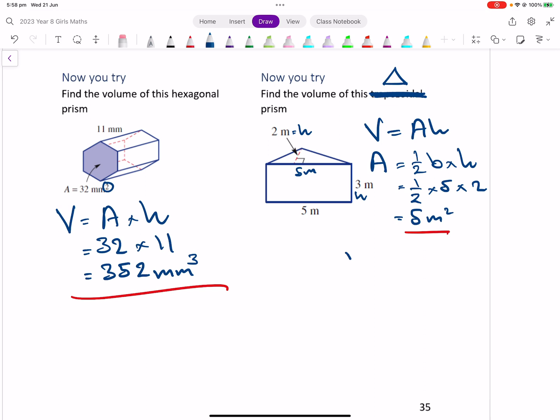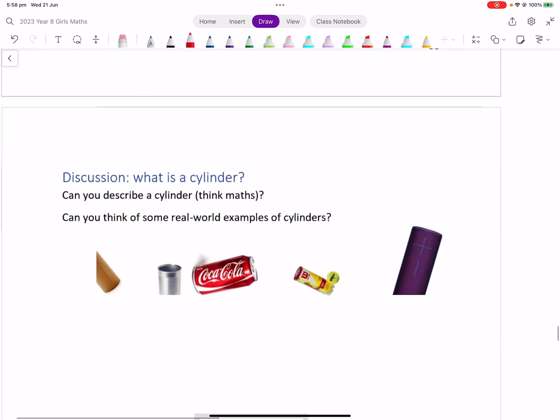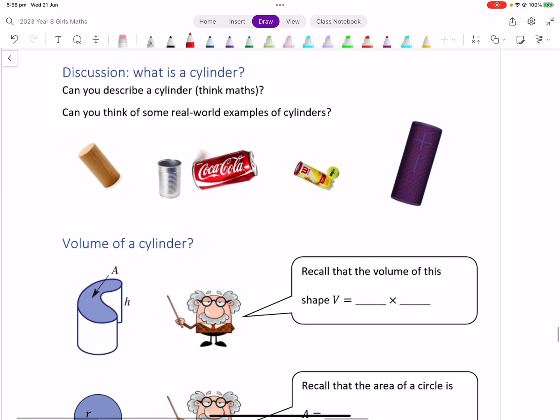So V equals A times H equals 5 times 3 equals 15 meters cubed, because we measure volume in cubes. All right, so that's prisms. Now, there's a really special guy, which is sort of like a prism, but his cross-section is a circle, and his name is cylinder. So here's some examples of some real-world cylinders, yeah?